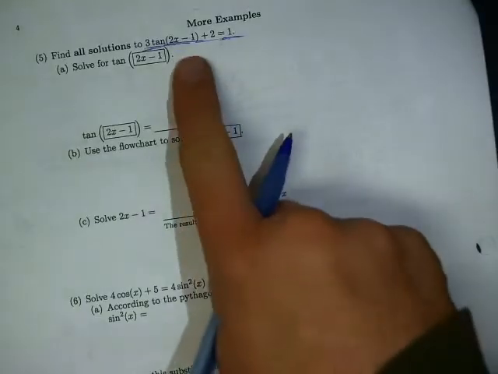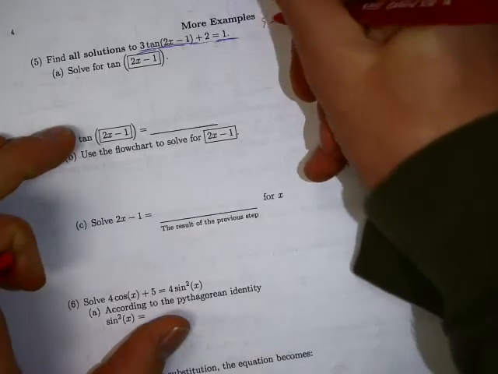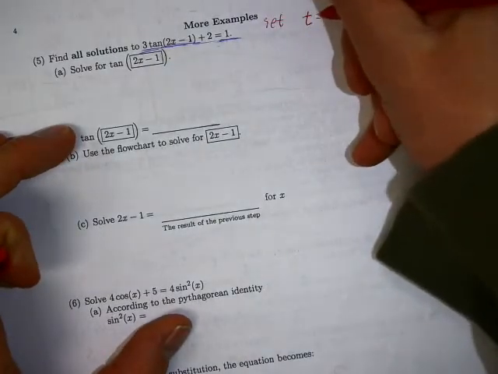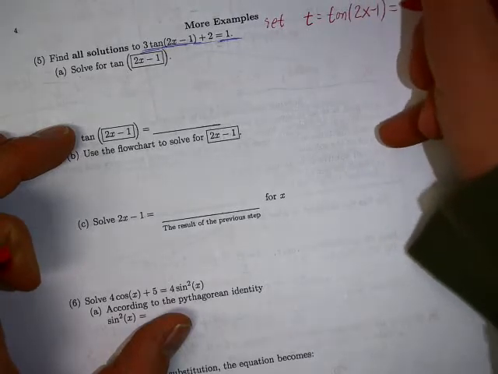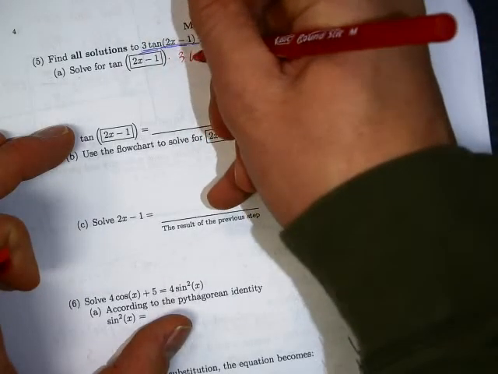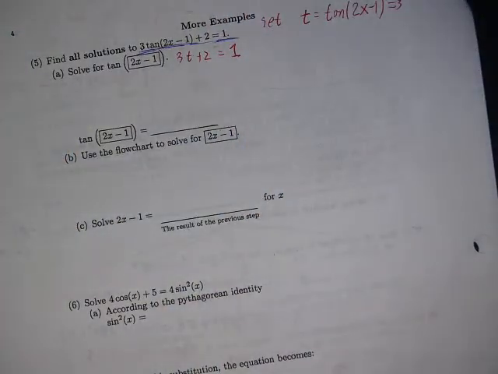So let's try to solve an equation that looks like that. So step one, let's just try to solve it for tangent of that stuff. So what'll I do? I'll say, well, let's just replace tangent of 2x minus 1 by t. So the equation will become 3t plus 2 is equal to 1. So what do you get when you solve that for t?